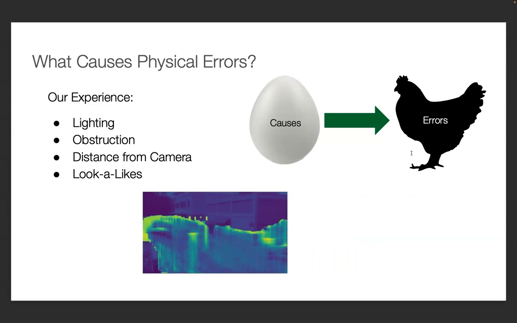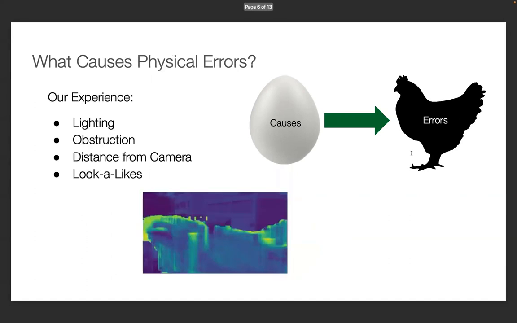So what is this intuition that we're trying to capture? When we're thinking about physical errors, in our experience these have specific causes, such as lighting, obstruction, distance from the camera, if some object is too small, or lookalikes in the system. If there's something that looks like a dog but is actually a fire hose, it might be misclassified as a dog.